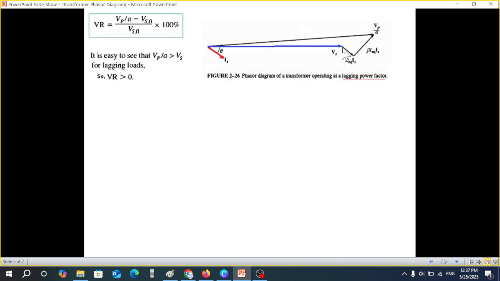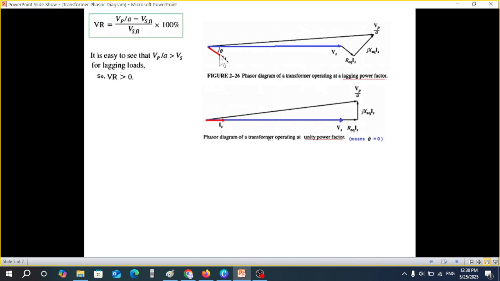In this case, graphically you can see that VP/a is greater than VS. And therefore, if this is greater than this one, then VR, or the voltage regulation, will be positive, greater than 0.